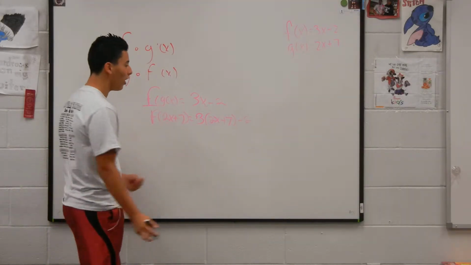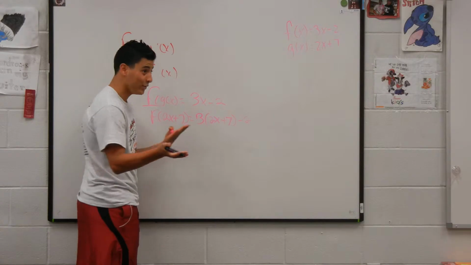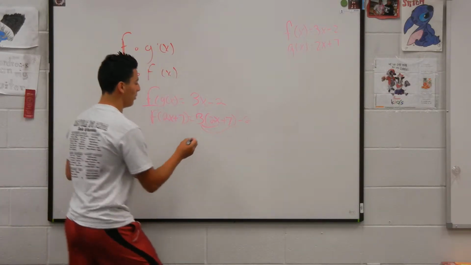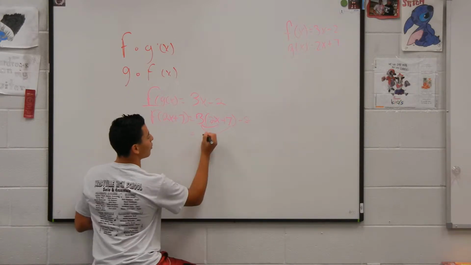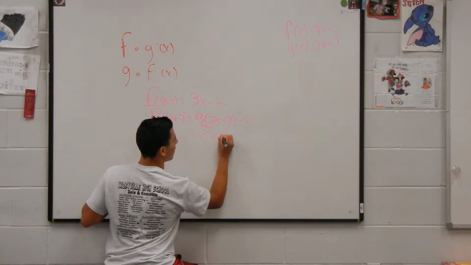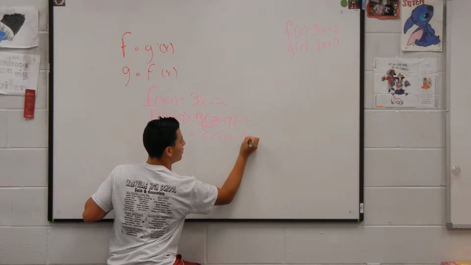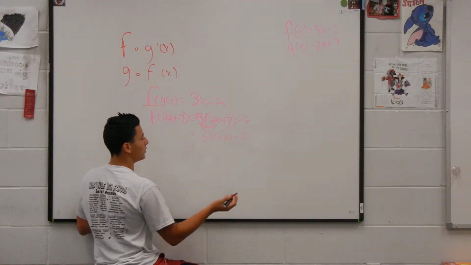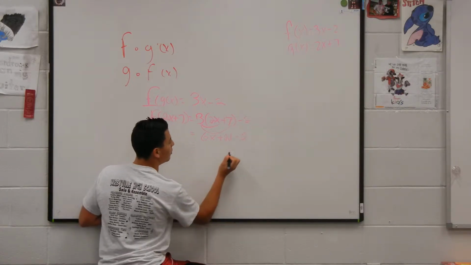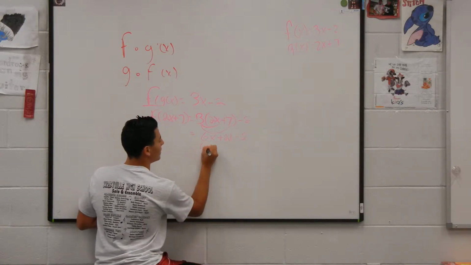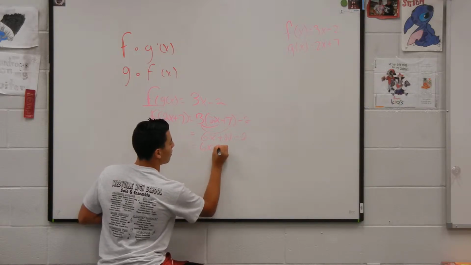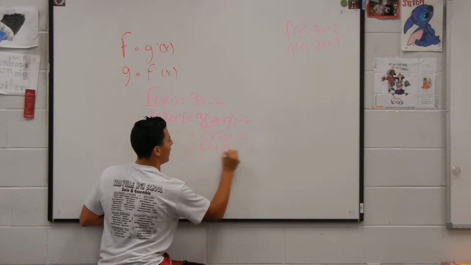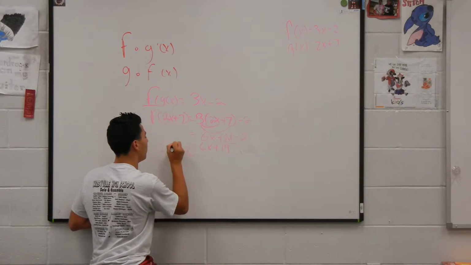Right, now to solve we would have to distribute, which is this. It would be 6x plus 21 minus 2. And now you would just get the answer because you subtract the 2 from the 21. So it would be 6x plus 19. And that is your fog.